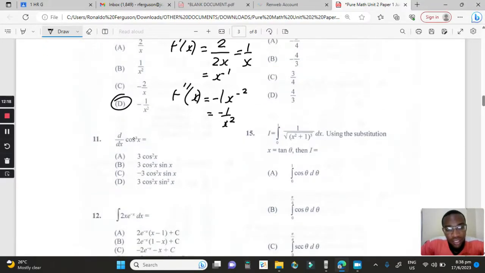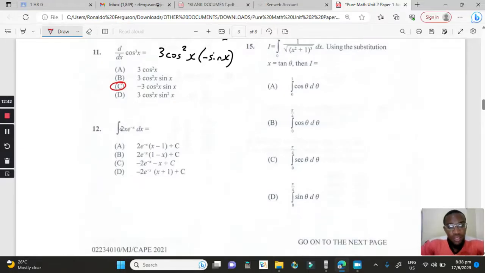Differentiate cos cubed. When you differentiate cos cubed, you carry down the power 3, then you subtract 1 from the power, then you multiply by the derivative of cos x, which is minus sine x. So in that case, we're looking for minus 3 cos squared x times sine x, with a negative at the front. Option C.